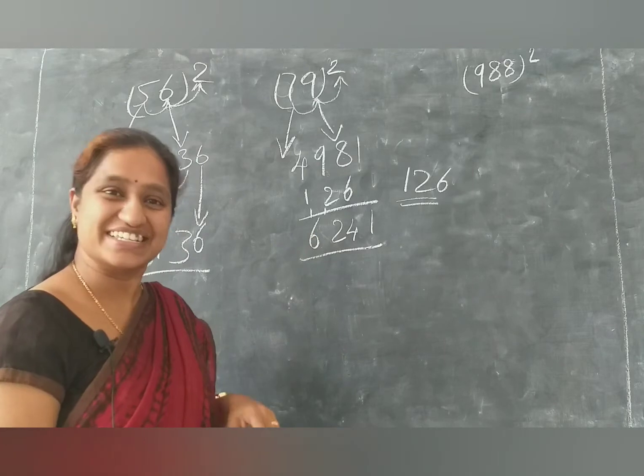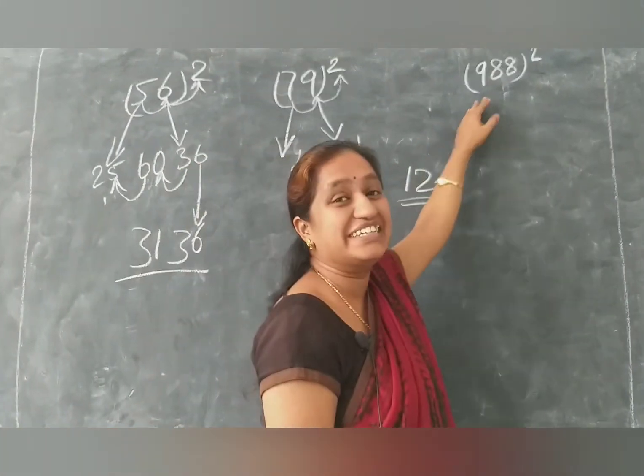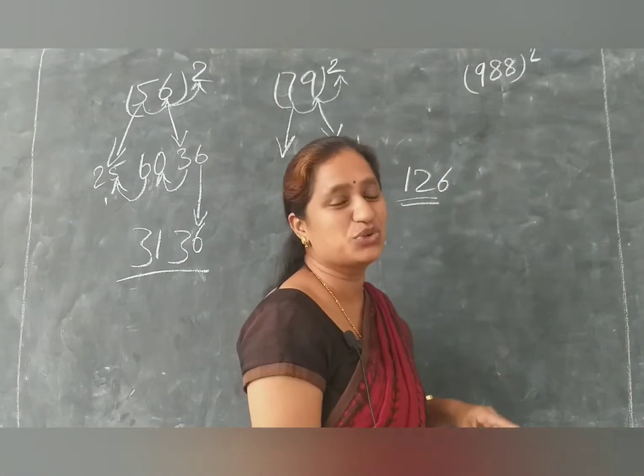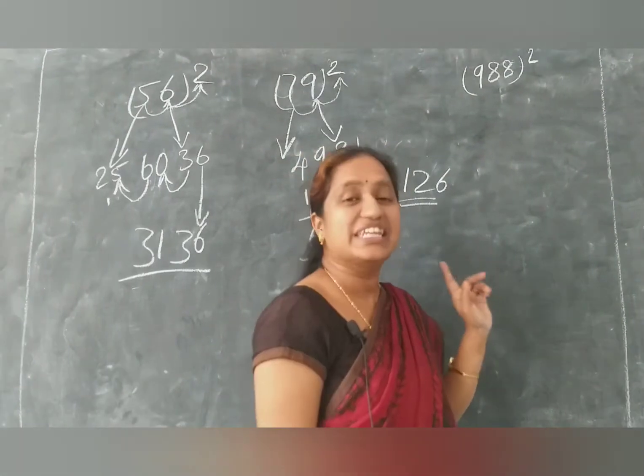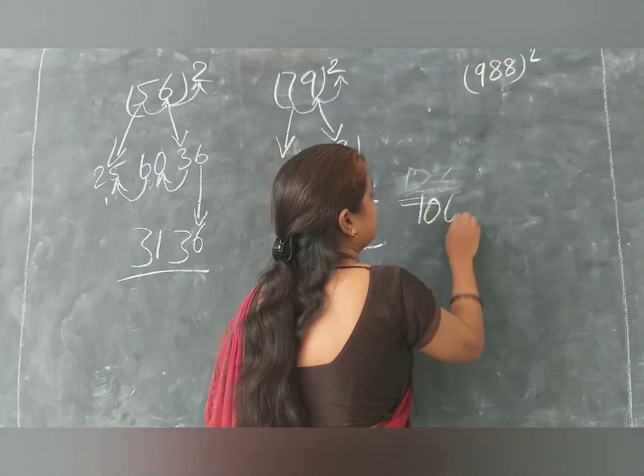Is it clear, guys? So let's get into how to do any 3-digit number. I am going to teach you how to do the square of any 3-digit number. So you can start from 100 to 1000.